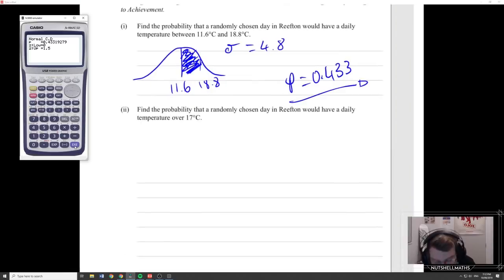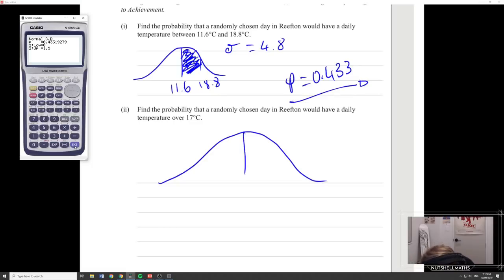Find the probability that a randomly chosen day in Reefton would have a daily temperature over 17 degrees. What are we going to do? Draw the picture, do the math. The mean is 11.6, our standard deviation is still 4.8. 17 degrees is up here somewhere. We want a daily temperature over 17, so I'm going to shade all this in, and I want this probability.